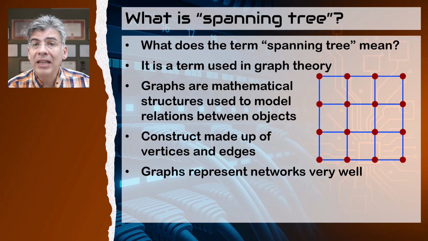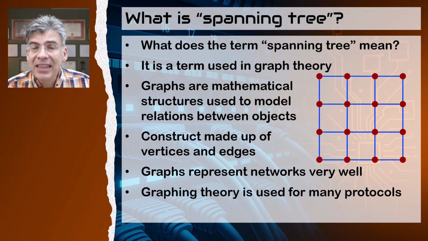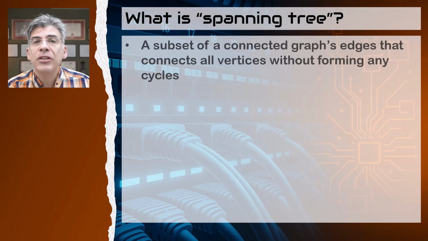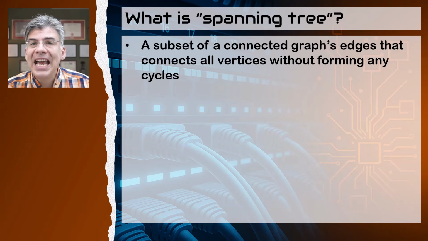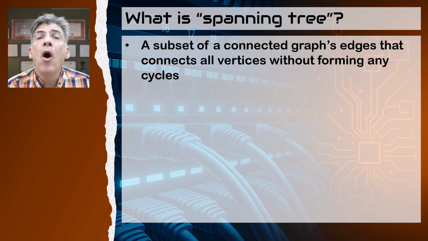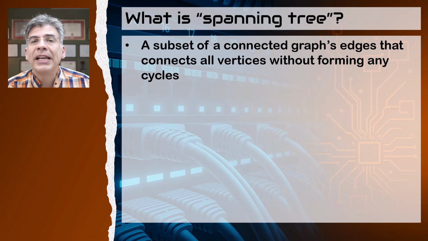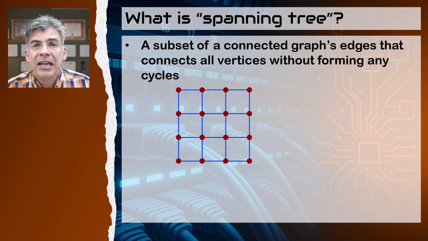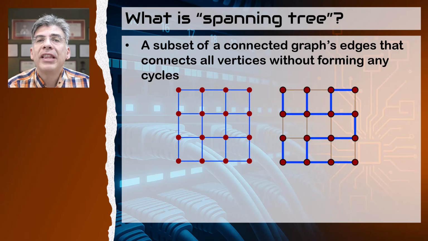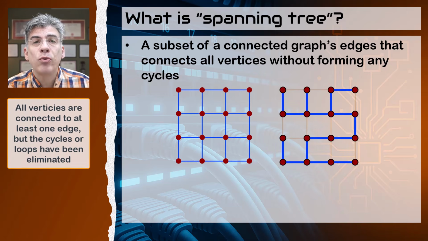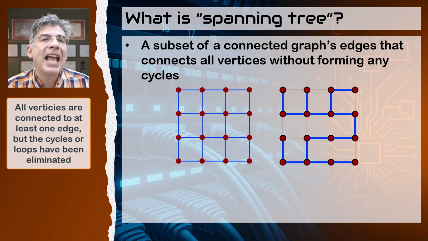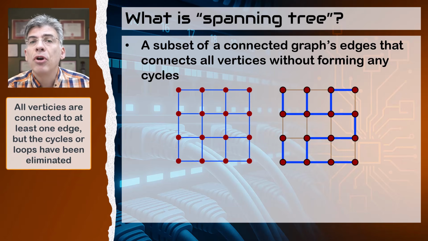Routing protocols, as well as layer 2 protocols, such as STP, use these mathematical graphs and graph theory to operate correctly. In the context of graph theory, a spanning tree is a subset of a connected graph's edges that connects to all the vertices without forming any cycles. In plain language, what that means is if we have a graph like this, a spanning tree of this graph is this one here. Note that all the vertices are still connected by at least one edge, but we have eliminated certain edges so that there are no cycles or loops.